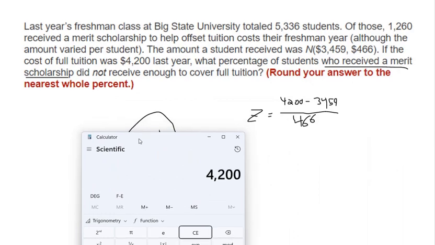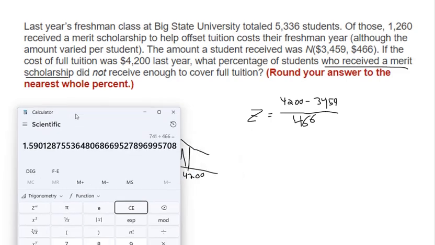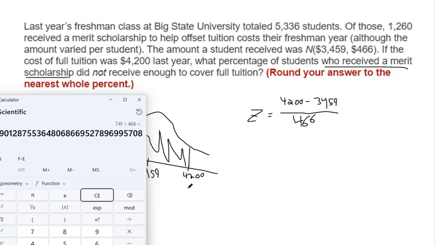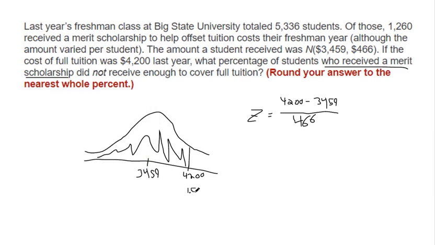So I'm going to do 4,200, subtract 3,459. I hit enter, and then divide 466. Our z-score is about 1.59 here. This is 1.59 for a z-score.